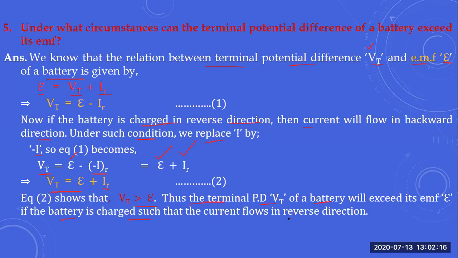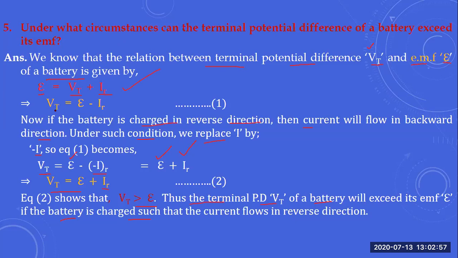So what happens when the current passes in reverse direction? At the time when the current passes in reverse direction, the terminal potential of the battery will exceed the EMF of the battery. So if you look at where you started, this is the formula. Under what circumstances can the terminal potential difference of a battery exceed its EMF? We know the relation between terminal potential difference Vt and EMF, which we have already studied, that is EMF equal to Vt plus IR.